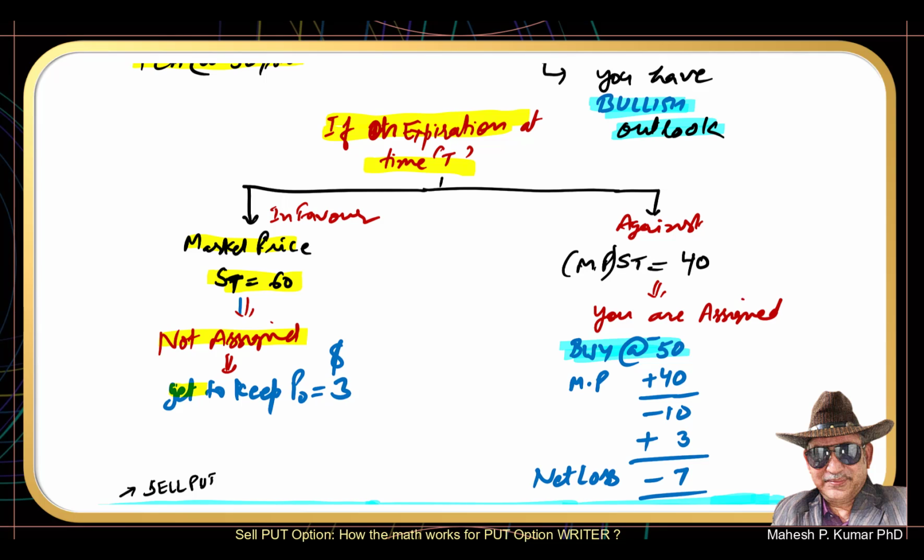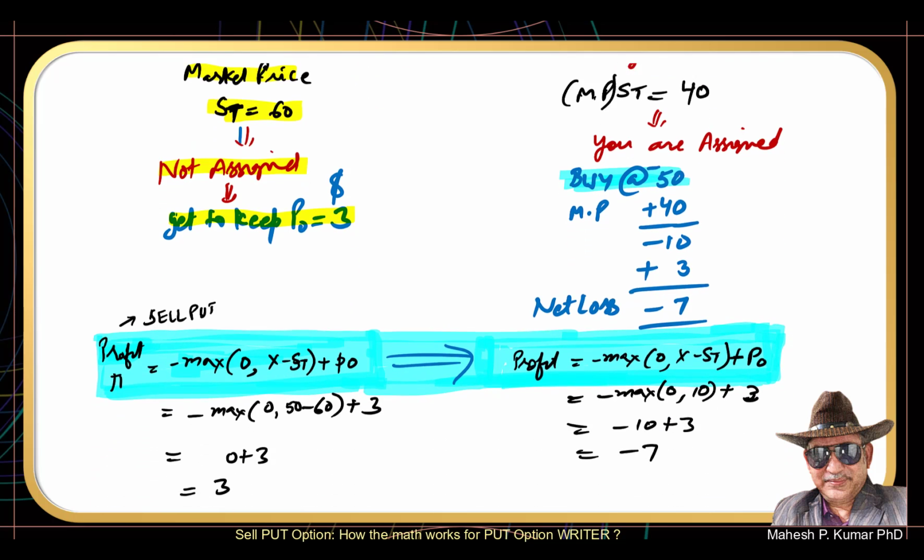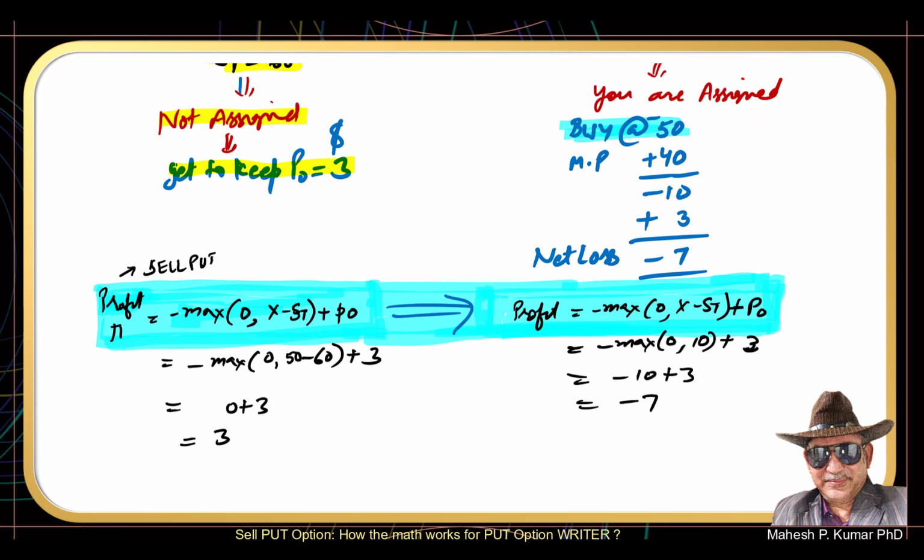So you won't be assigned, and you will get to keep the profit of $3 which you initially received as option premium from this put option buyer, right? So when you sell your put, your profit is calculated as the maximum of 0 or X minus S_T, minus of this first number, plus P0. So your profit is $3 per share. Either way you compute it, your profit is going to be $3 per share.